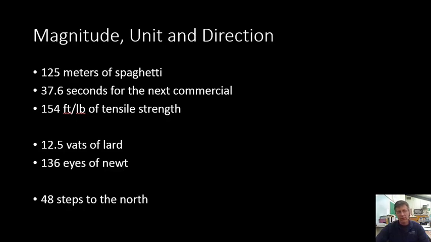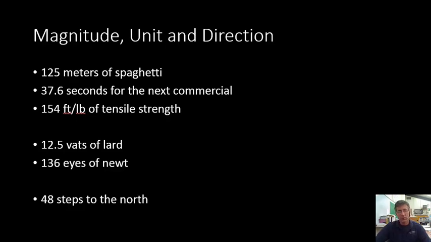I may have the number 154 foot-pounds of tensile strength. Here I have a compound unit, so more than one unit smashed together. That's fine. We're going to see a lot of this, especially when we get to energy and joules. But my magnitude is 154. My unit is foot over pound, so it's a compound unit. It's more than one thing there, and this may be a tensile strength. So if I have 12.5 vats of lard, my magnitude is 12.5. My unit is going to be vats. If I have 136 eyes of newt, I will have a unit of eyes.